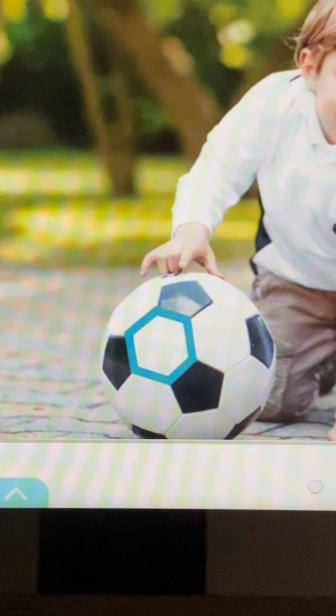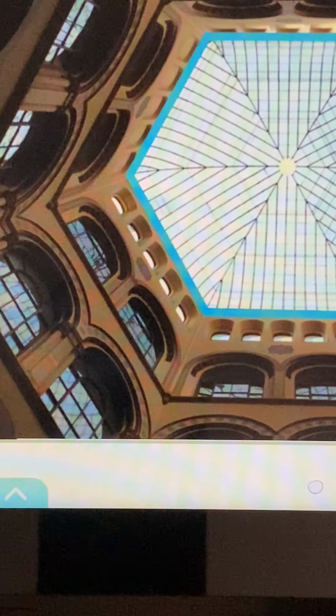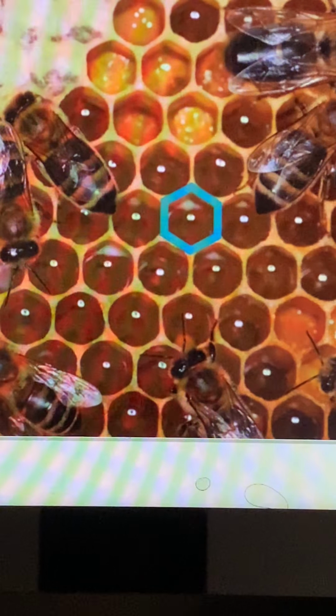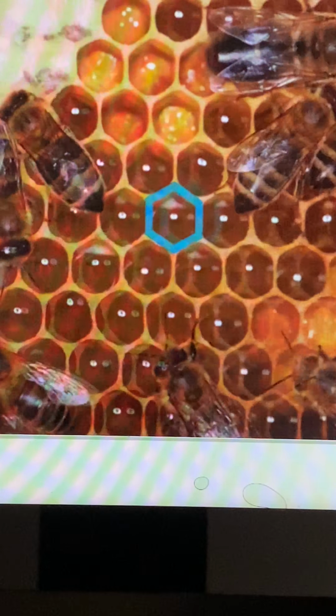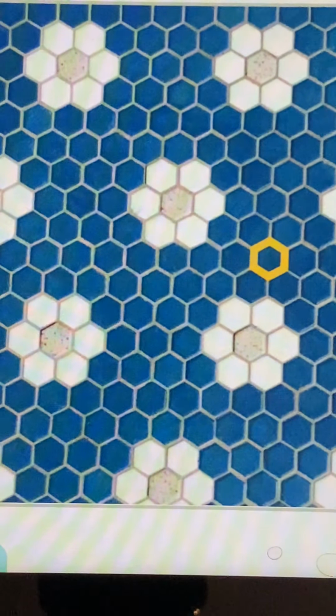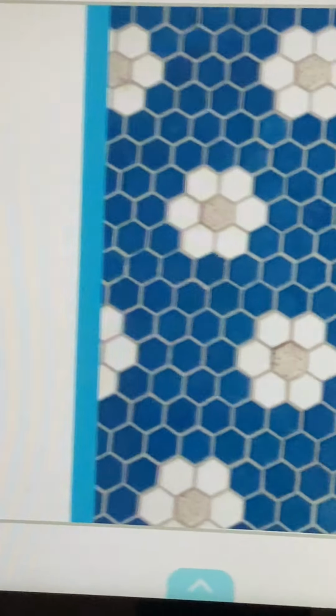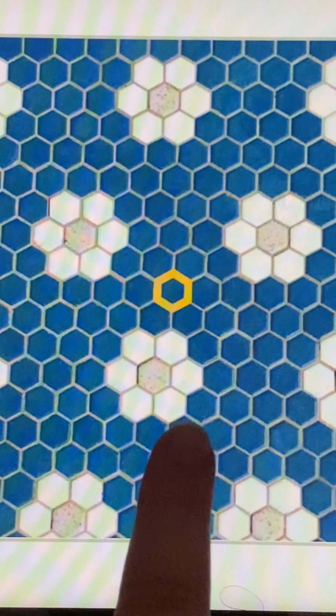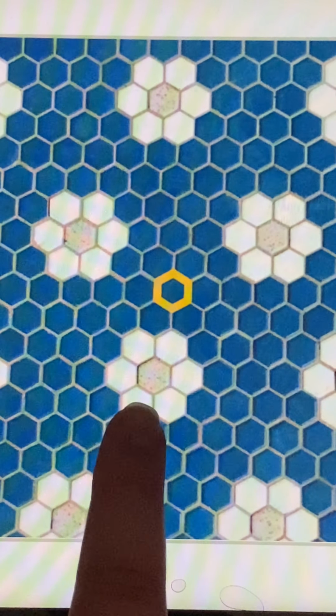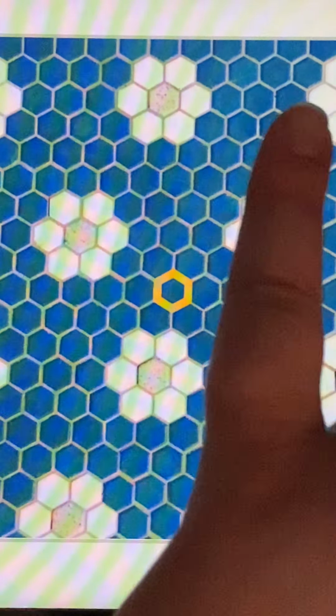So you can find hexagons maybe on a window somewhere. You can find them on a beehive. And you can find them on a soccer ball. Let's see what else. Ooh, they are on the floor. They can be colorful. So this is a picture of a floor, and you can see there's a bunch of hexagons there. There's a lot. All of the blue ones are hexagons, and the white ones are hexagons too. There's 1, 2, 3, 4, 5, 6 sides. So every one of these, the gray ones, the white ones, and the blue ones are all hexagons.